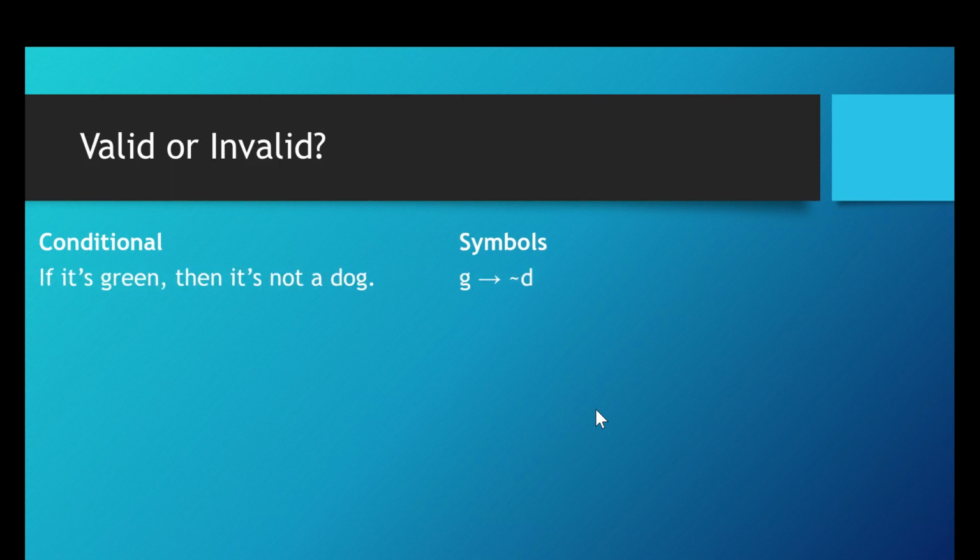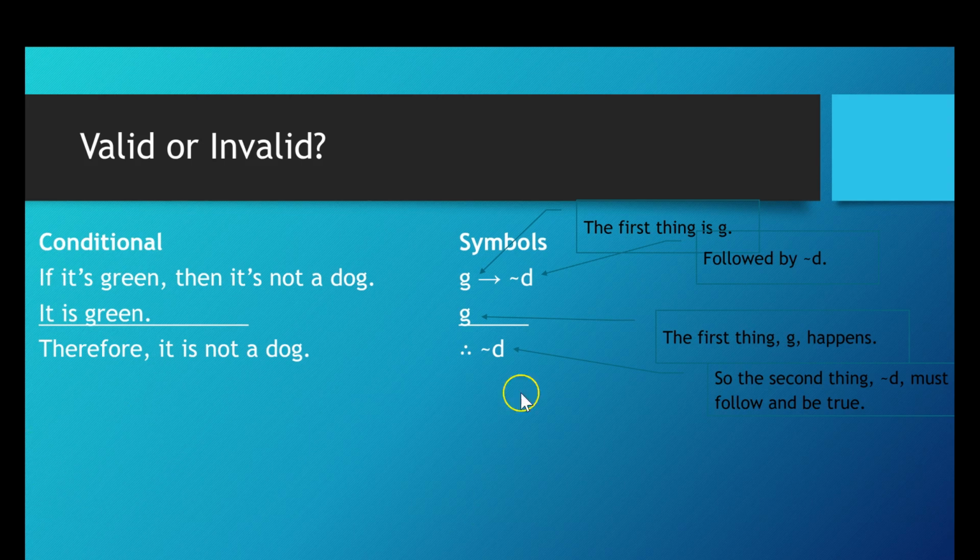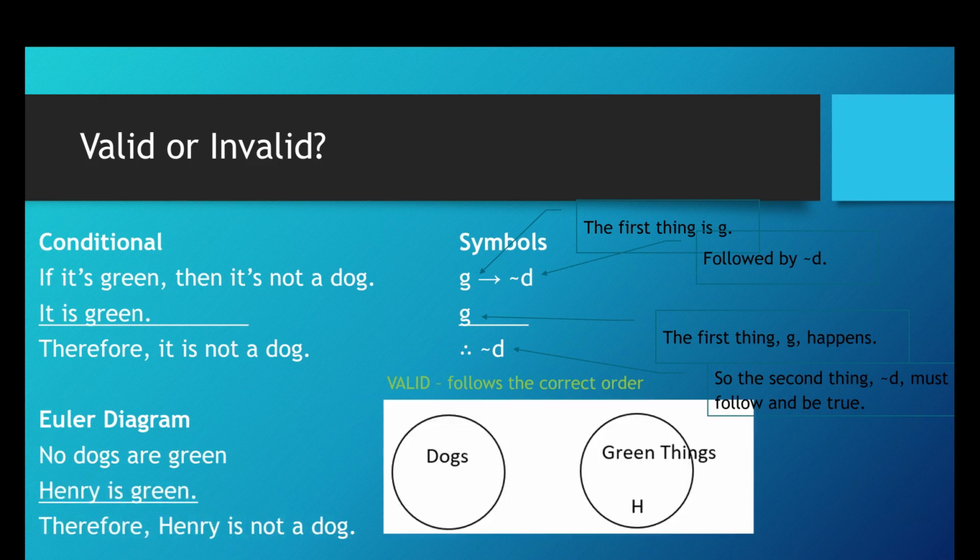Now here's one for you to think about, whether it's valid or not valid. If it is green, then it's not a dog. It is green, therefore it is not a dog. Does this follow the same correct order? Oops, actually, my bad. Sorry, I already told you this was valid. This one is valid because the first thing's G, followed by not D. First thing G happens, second thing not D must be true. So now you have a nice map as to why it's valid, right? It follows the correct order. And the Euler diagram looks like this, which we talked about before, and excludes Henry from the dog circle. So it is a valid argument.